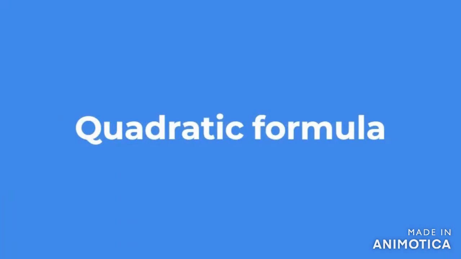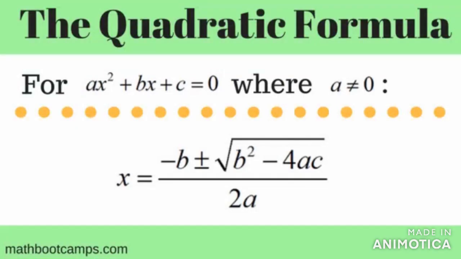Today we are going to apply the quadratic formula in a problem. So here is the quadratic formula for ax squared plus bx plus c equals 0, where a is different from 0. x is equal to negative b plus or minus the square root of b squared minus 4ac, all of that over 2a.